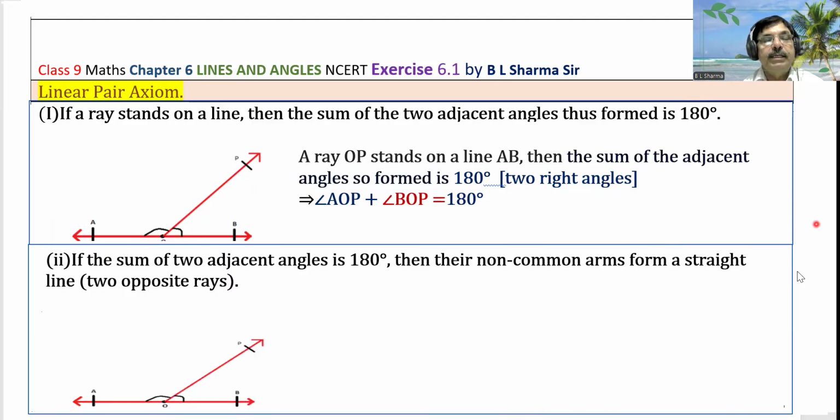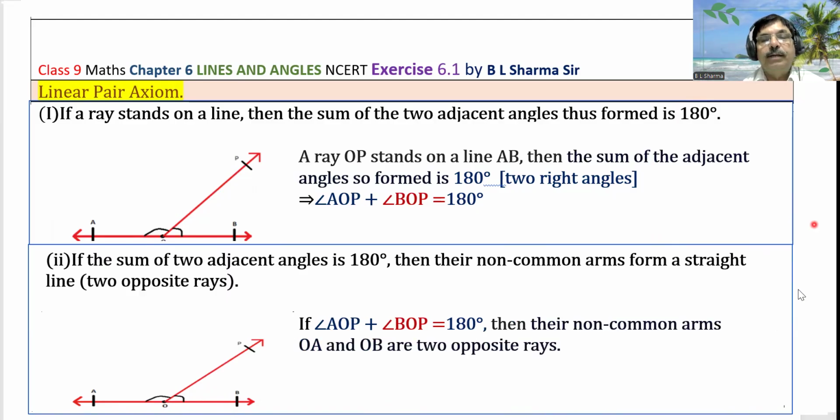अगर दो एडजेसेंट एंगल्स का सम 180 डिग्री हो जाता है, इसका और इसका सम, तो ये जो इनकी नॉन कॉमन आर्म है, दिस एंड दिस, दे विल बी फॉर्मिंग अ स्ट्रेट लाइन. If angle AOP and angle BOP is equal to 180 degree, then their non-common arms, means OA and OB, will be forming two opposite rays, और opposite rays means a straight line. जब कभी हमें क्वेश्चन में गिवन होगा प्रूव दैट द गिवन लाइन इज अ स्ट्रेट लाइन, तो हमें इस स्टेटमेंट का, इस एक्सियम का यूज करना पड़ेगा. That's all for linear pair axiom.